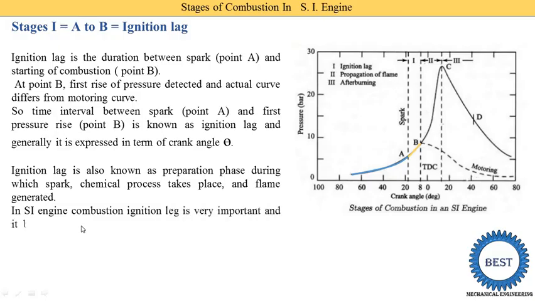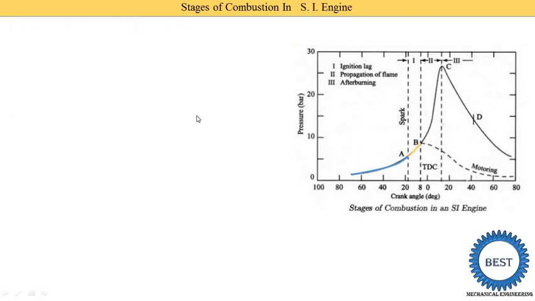In an SI engine, ignition lag is very important, and it should be as small as possible to get more power. It is expressed in terms of crank angles. If combustion starts within a short crank motion, that is good, meaning the ignition lag is reduced and more power is produced.